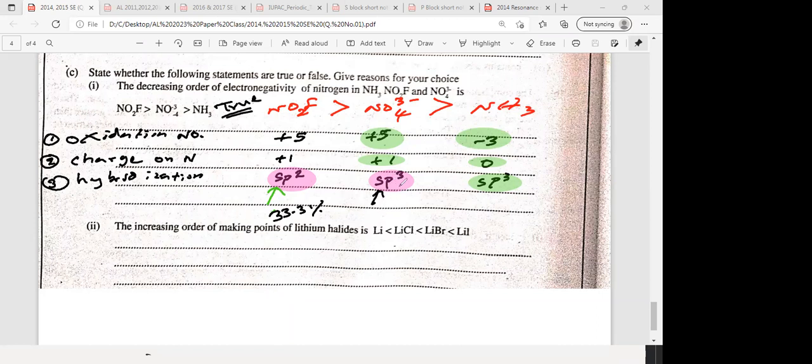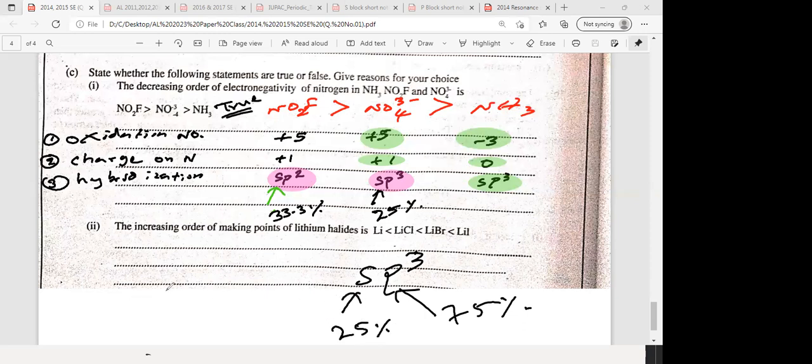In sp3, four orbitals are involved in the hybridization, 3 p orbitals and 1 s orbital. The contribution from s will be 25%, and 75% from p character. If you take an sp hybridized orbital, S character is 50% and P character is 50%. So what matters is that when the S character goes up, electronegativity increases. Is my explanation clear?